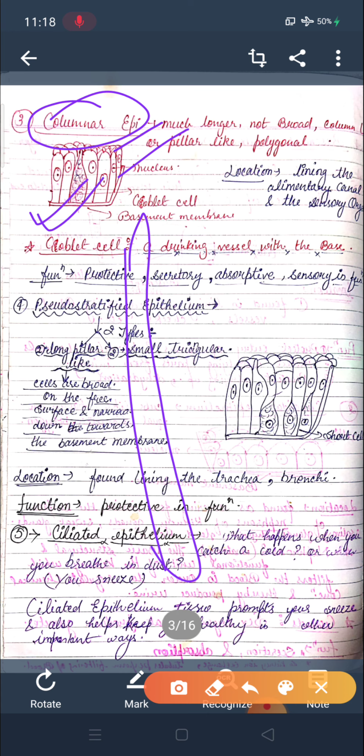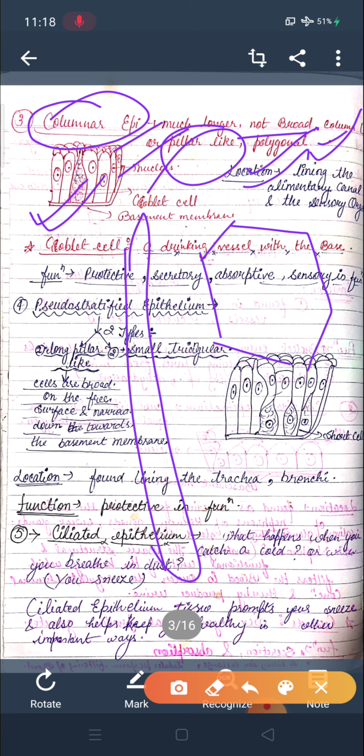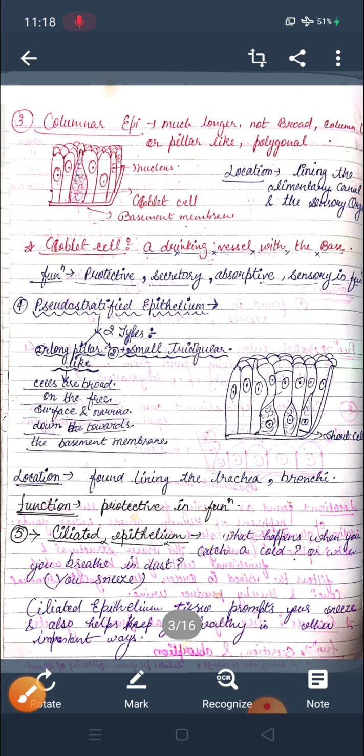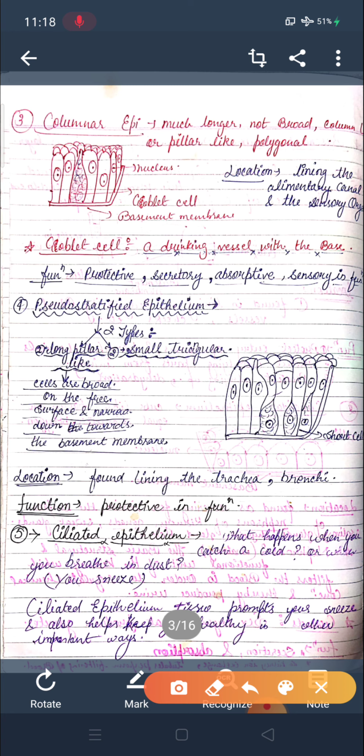You just see in the diagram. They are longer but not broad. Their shape is column or pillar like. They are polygonal in shape. Right? Nucleus is also present in this type of tissue. If we talk about its function, then they are protective, secretory, absorptive, and sensory in function.